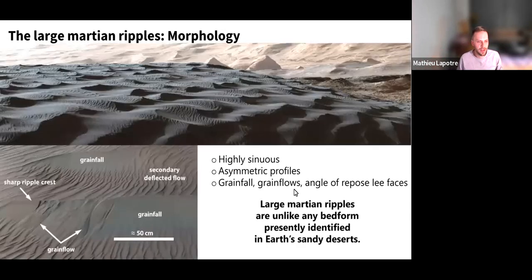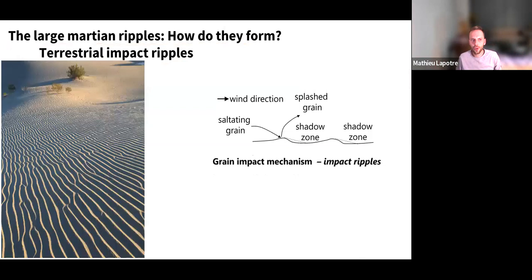Now, in addition to having different sizes, they also look quite different from any other bedform. They can have sinuous crests. Some are asymmetric. They almost look like breaking waves on the ocean surface, with shallow upwind slopes and steep, near angle of repose downwind faces. And they're often associated with grainfall deposits, which are these smooth blankets of grains that settle out of suspension past the ripple's crest, and grainflow deposits, which are these little avalanche deposits that you can see here in the bottom left. So these large Martian ripples really are unlike any bedform that we have presently identified in our sandy deserts. So how do the large Martian ripples form?